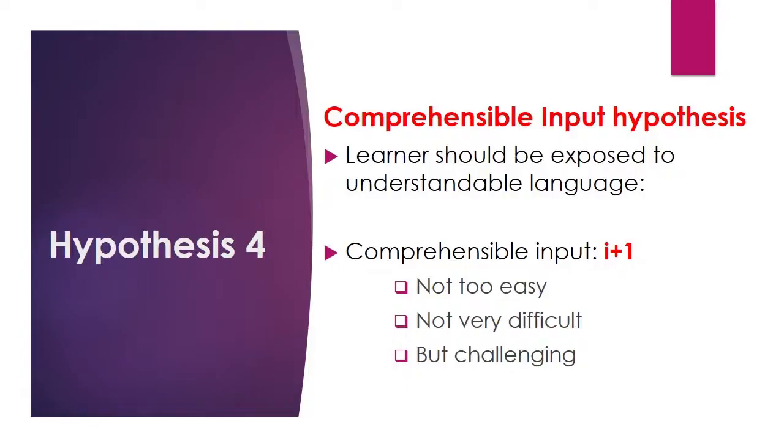The fourth hypothesis is the comprehensible input hypothesis. It asserts that learners can acquire language if they are exposed to input that is understandable and comprehensible. Comprehensible input is a necessary condition for language acquisition, and it means that learners should be able to deal with language that is just a little bit beyond their current level. Krashen uses the formula I+1 to stand for comprehensible input that leads to language acquisition. For the input to be comprehensible, it shouldn't be too easy nor too difficult. It should be challenging and attainable.